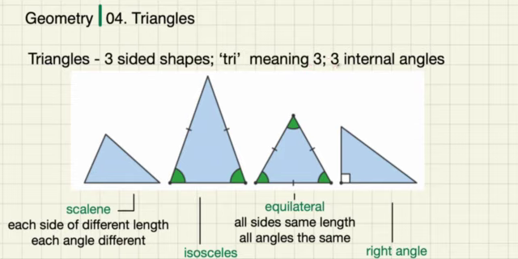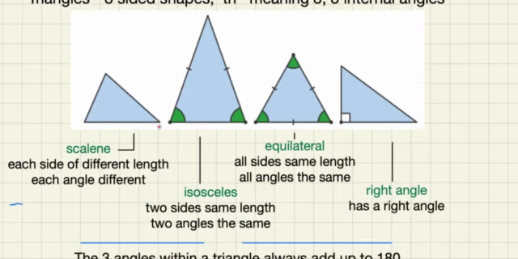And so another thing with triangles is that there are three internal angles. And these are internal angles. So the angles that you find within a triangle are the internal angles, and there's always three of them. Now there's different types of triangle. There's four basic types of them.